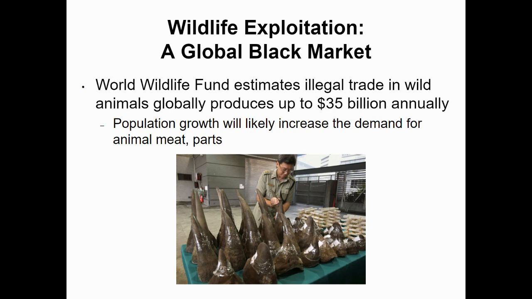The World Wildlife Fund estimates illegal trade produces at least $35 billion a year. We think that population growth of humans increasing also increases the demand for illegal trade of animals, both for food, for their meat, and as parts, like you see here, the horns.